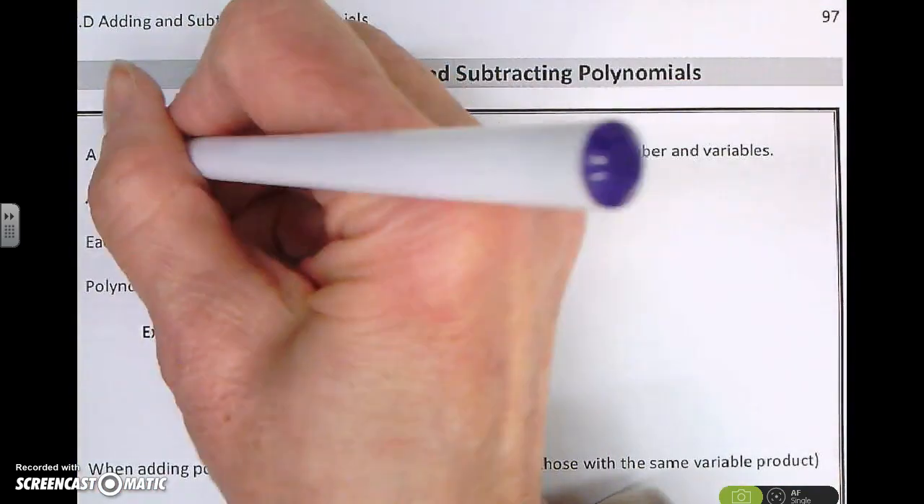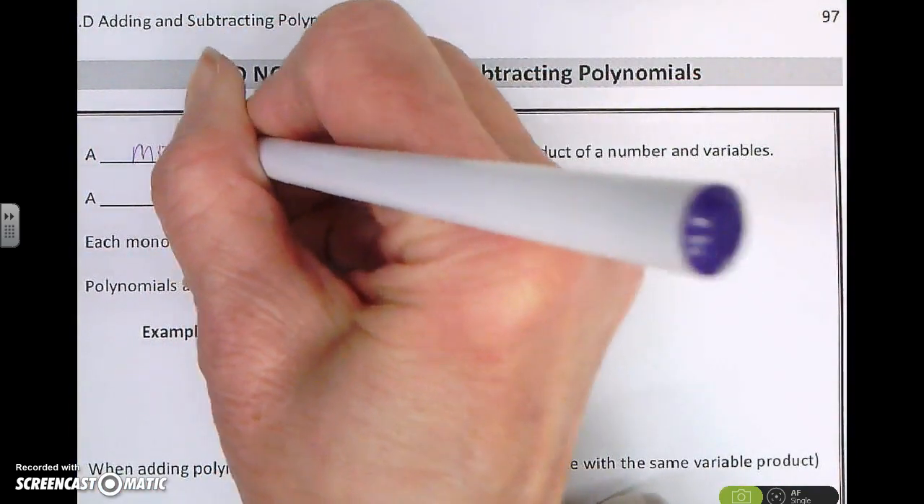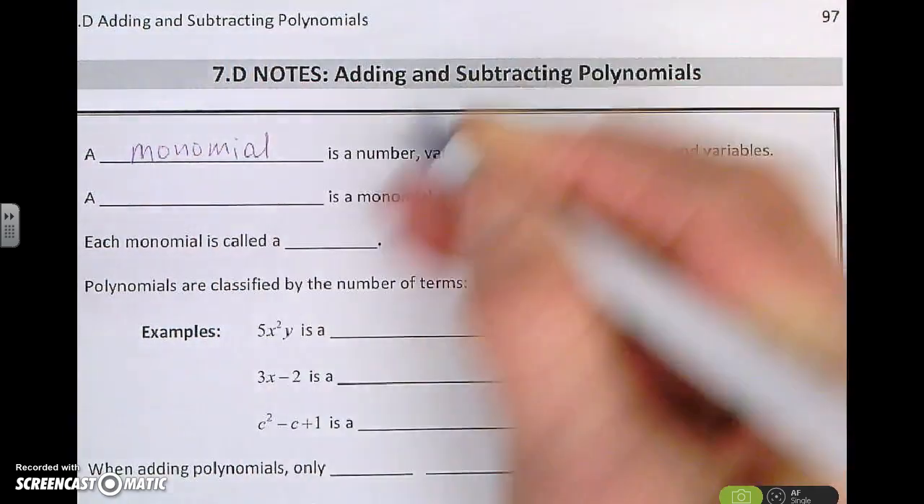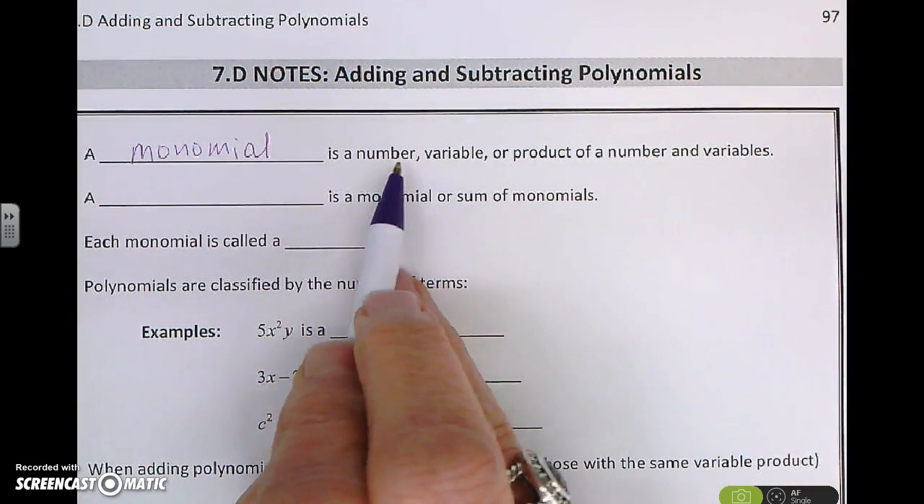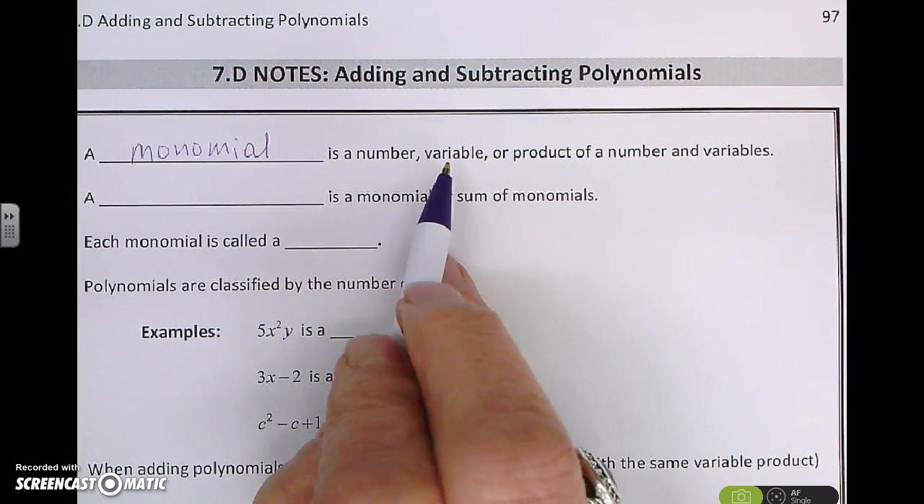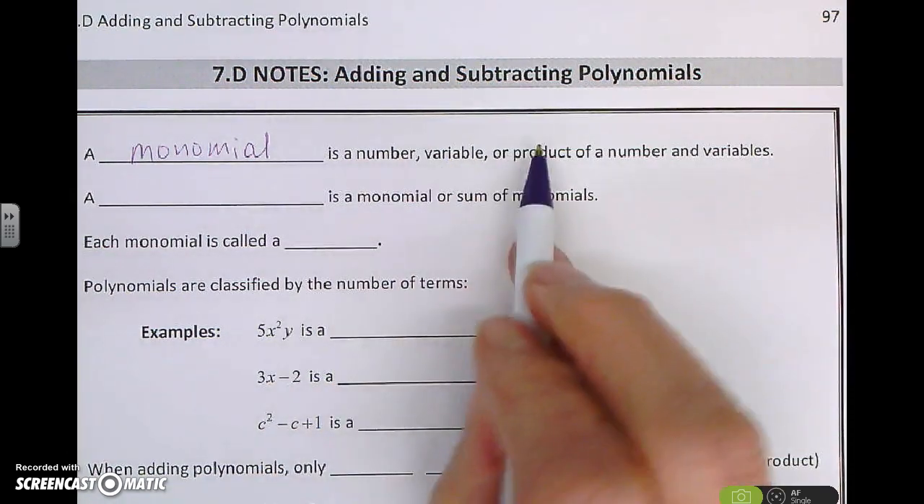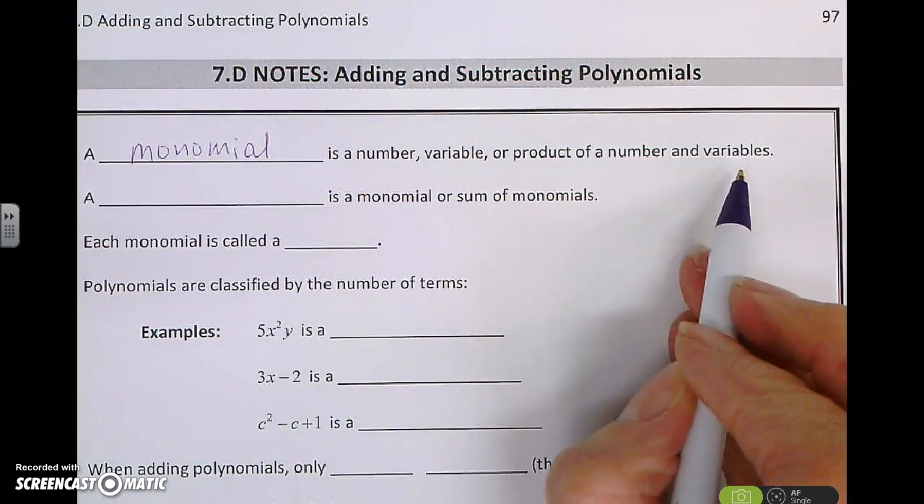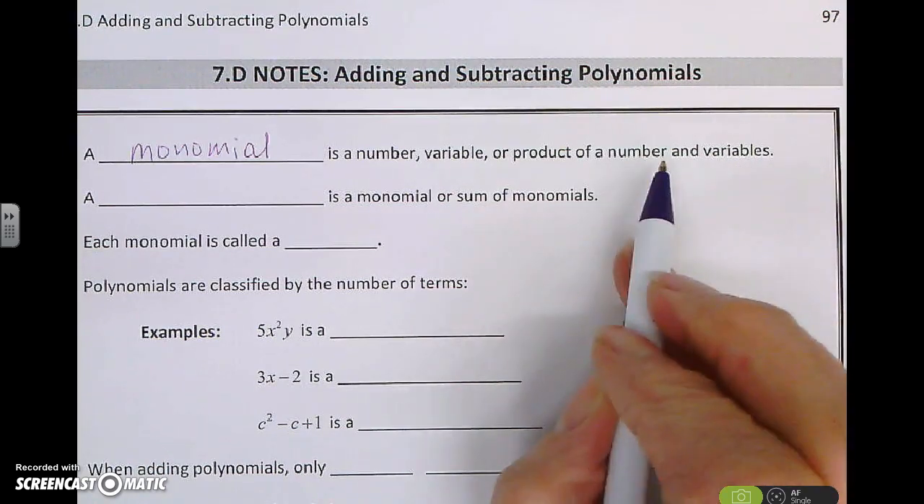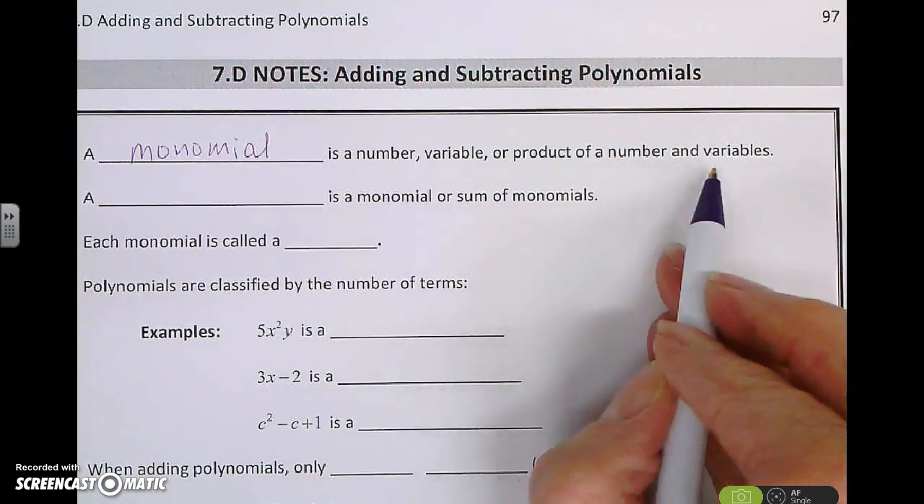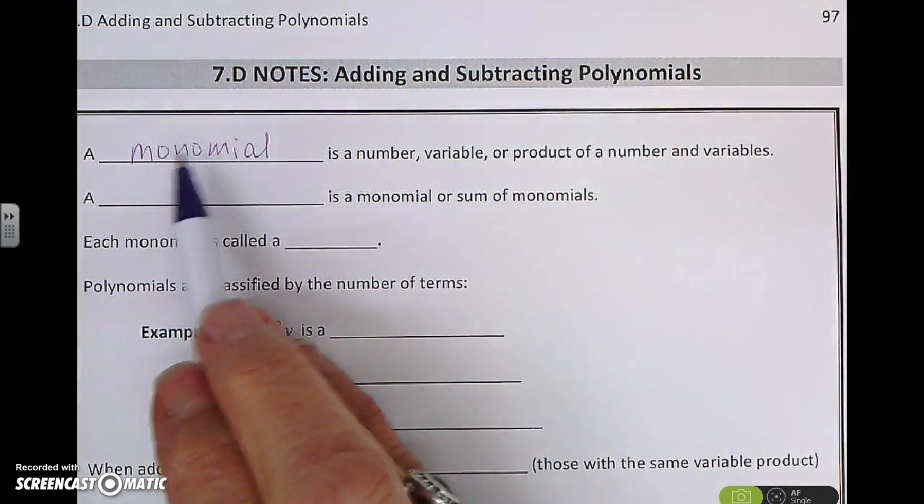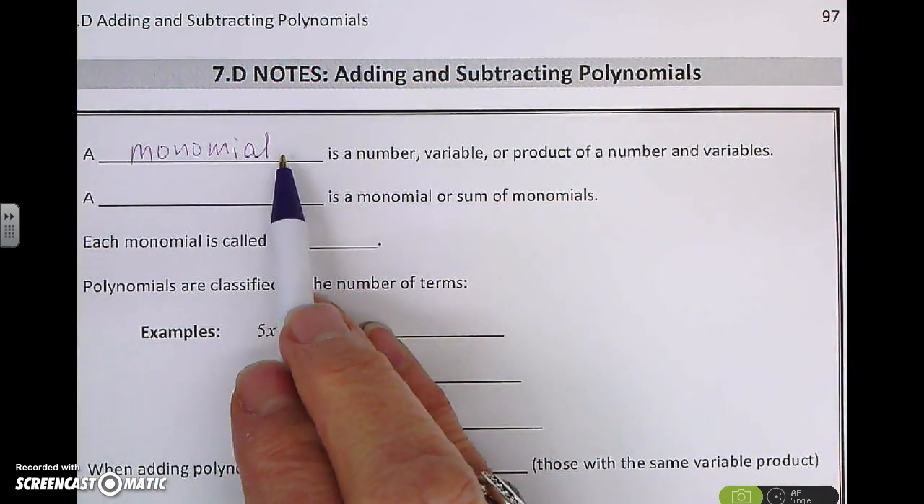A monomial, M-O-N-O-M-I-A-L, is a number, so just like 5, a variable like x, or a product of a number and variables. So something like negative 1/3 xyz. Those would all be examples of monomials.